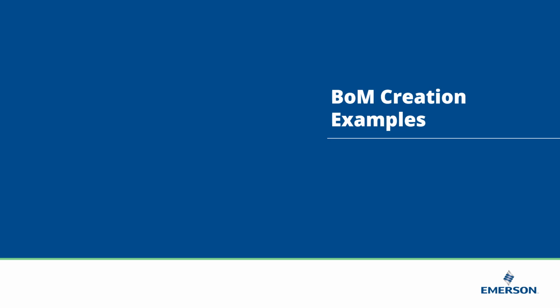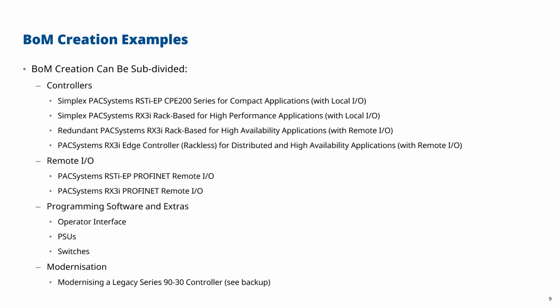So here are some examples of worked creations for bill of materials. Now, the way I like to create a bill of material is subdivide the application into the controllers, the I/O, then add the programming software and extras, and if it's modernization, that needs a slightly different approach because you want to look at what's installed and then quote for suitable replacements.